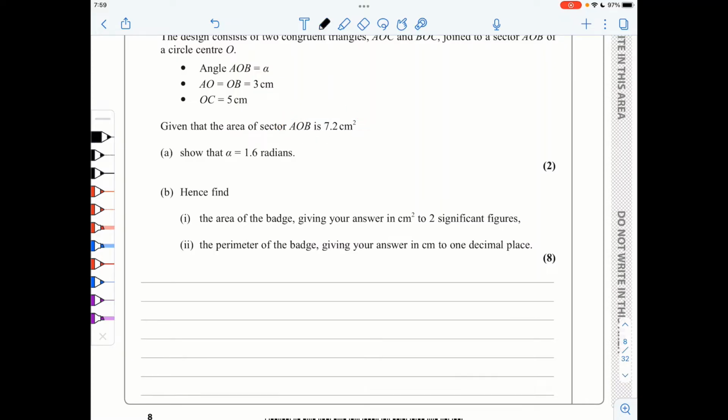We know that the formula for the area of a sector is a half r squared theta, provided theta is in radians. So 7.2 is a half times 3 squared times alpha. So 7.2 is 4.5 alpha. I divide by 4.5 and we recover that alpha is 1.6 as required.